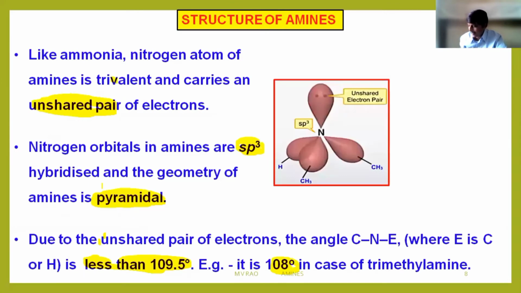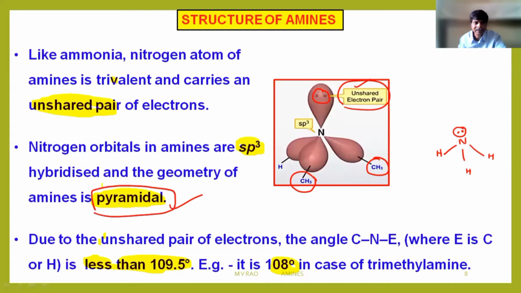Next, structure of amines. You can say this is the structure of ammonia. The shape of ammonia, NH3, has a lone pair, an unshared electron pair. In NH3, 3 atoms are hydrogen atoms, and this is the lone pair of electrons. This is ammonia. But here, instead of H, a CH3 group is there. Alkyl groups are there, so that means it is an amine. But both have the same geometry, that is pyramidal. Both have pyramidal geometry.